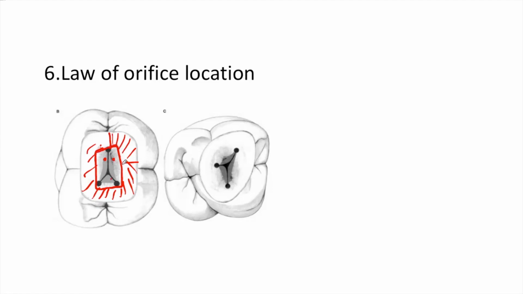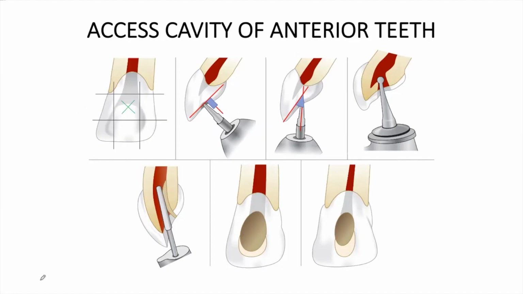Suppose this is the access cavity preparation. So these orifices are located at the angles in the floor and wall junction. Similarly, here you can see this is the wall and this is the floor, and orifices are located at the junction of floor and the wall. Clear? So till now we have covered the internal anatomy of different teeth, the variations in internal anatomy, and the laws of access cavity preparation.